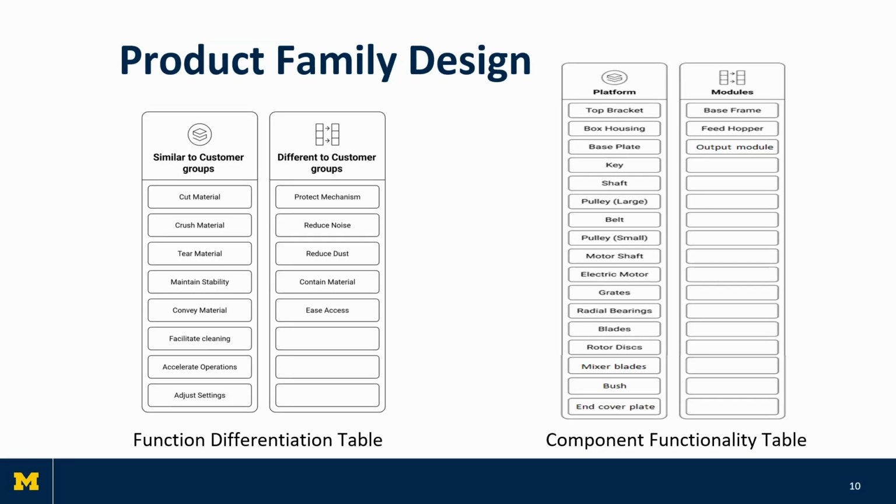On this slide, we look at the product family design. By observing the functions on the FAST diagram for our primary and secondary customer groups, 5 functions needed to be different. These were protect mechanism, reduce noise, reduce dust, contain material, and ease access. These differentiations arose due to the types of material being shredded and the acceptable risk and reliability levels. The unique modules that relate to these functions were the base frame, feed hopper, and output module. These modules are able to increase the reliability, safety, and ease of use of the shredder machine.